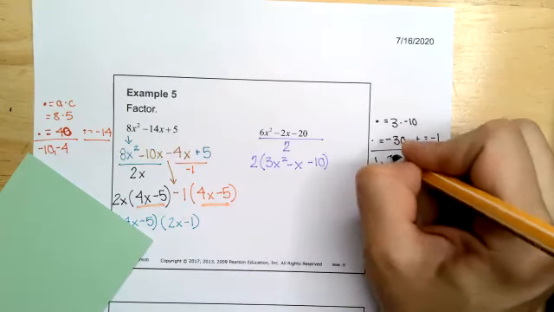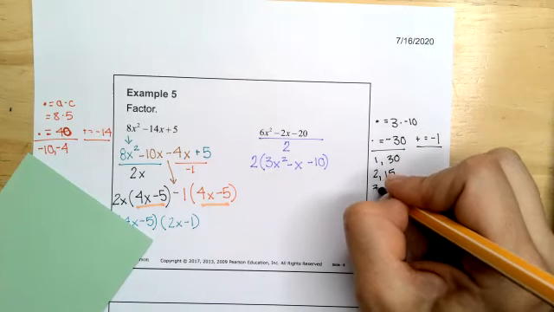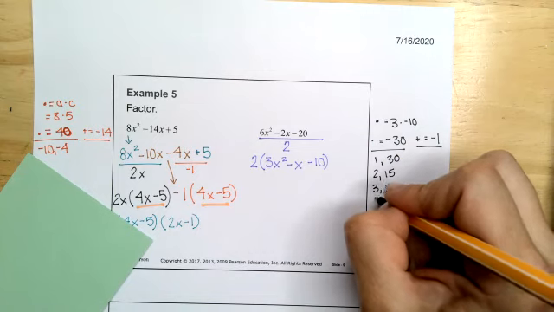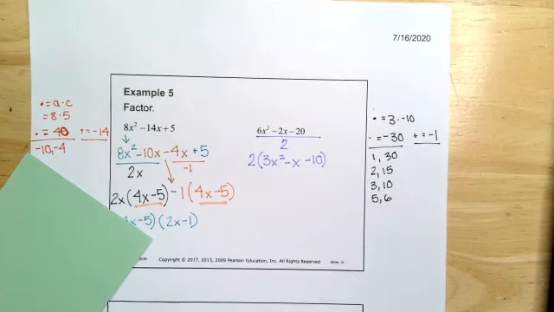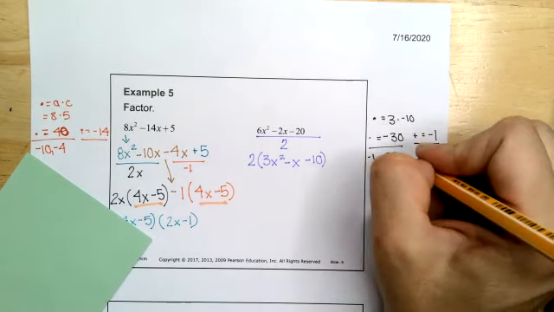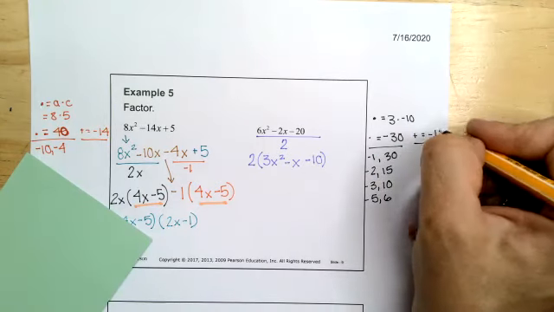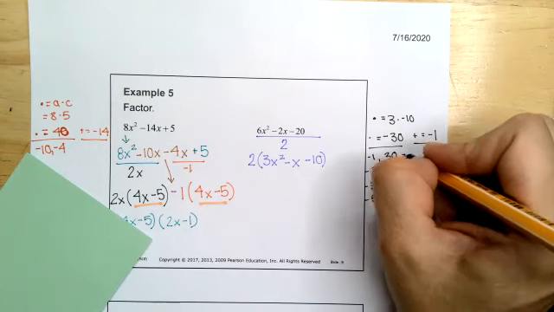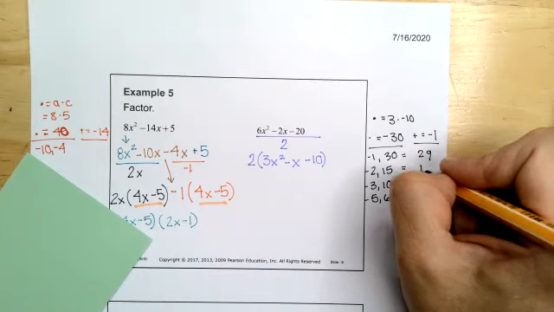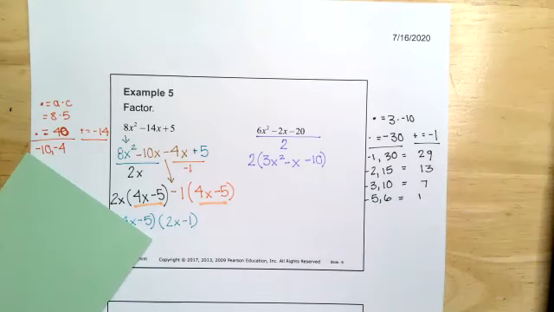We have 1 and 30. We have 2 and 15. We have 3 and 10. We have 5 and 6. But one positive, one negative, right? Either negative 1, 30, negative 2, 15, negative 3, 10, negative 5, 6. Is there a difference of 1 between any of them? This is 29. This is 13. This is 7, but this is 1, right?